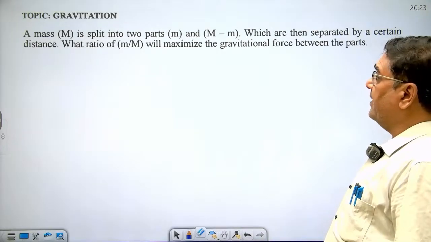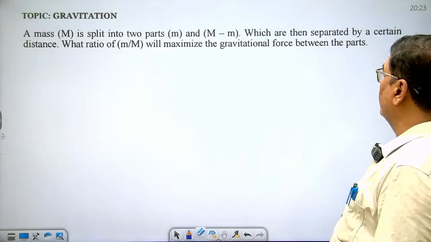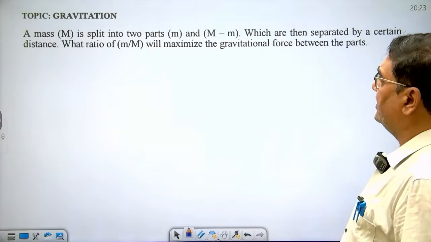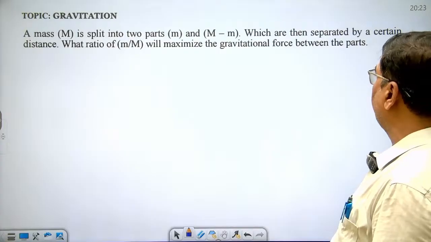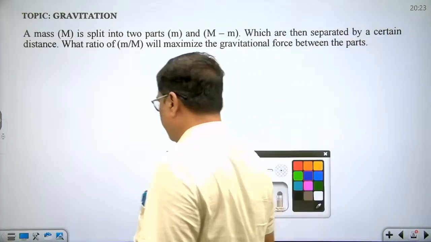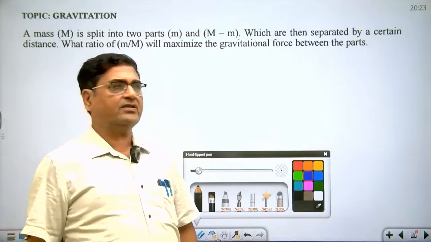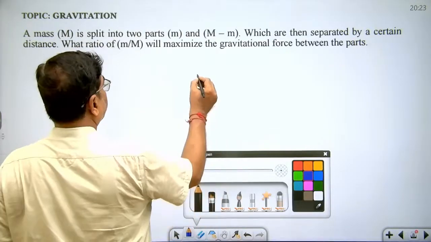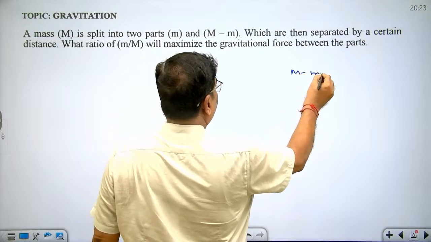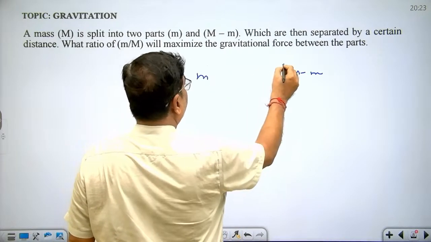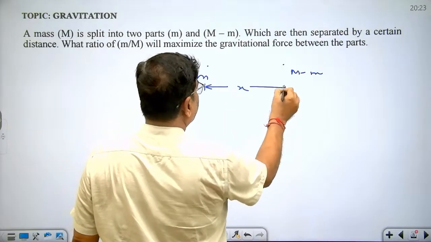A mass capital M is split into two parts, small m and capital M minus small m, which are then separated by a certain distance. What ratio of small m upon capital M will maximize the gravitational force between the parts? Dear student, whenever maxima or minima is to be found, we have to differentiate. This is small m and this is capital M minus m. These are two point masses. Let us assume they are separated by a distance x.